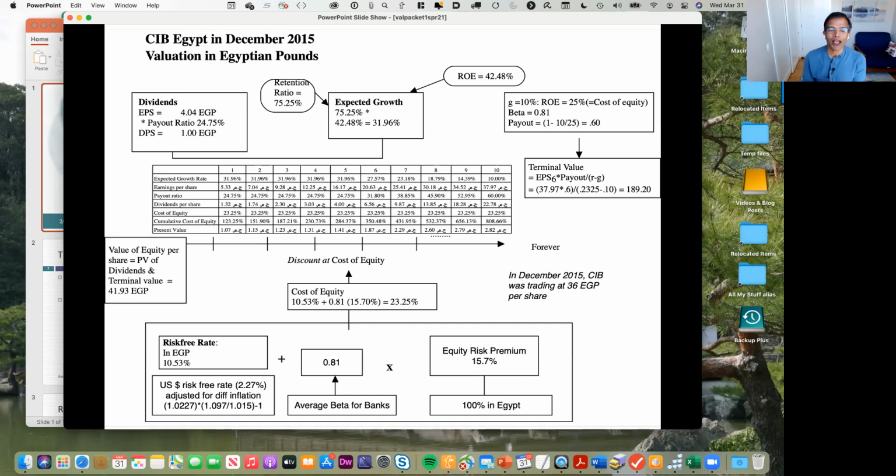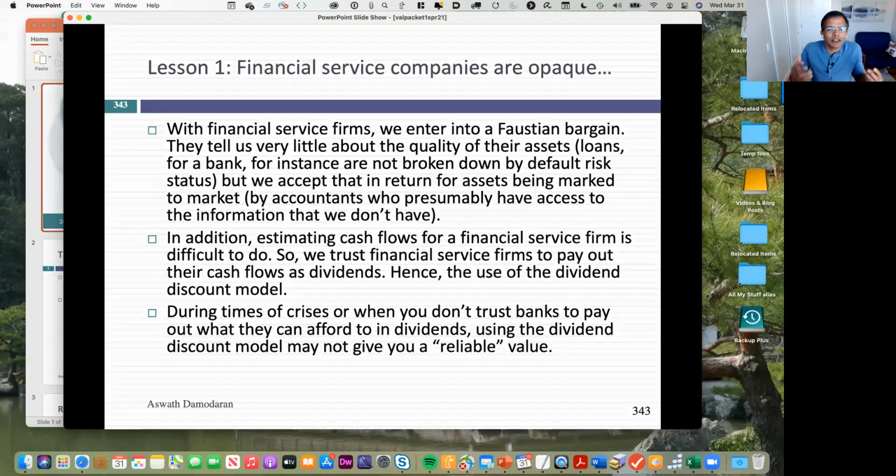It's an old-fashioned dividend discount model with bells and whistles added, allowing the payout ratio to change and the growth rate to change, but it's built entirely around dividends. And the reason is simple. It's difficult to get cash flows. In fact, it's impossible. And because it's impossible, we throw up our hands and say, we're going to use dividends.